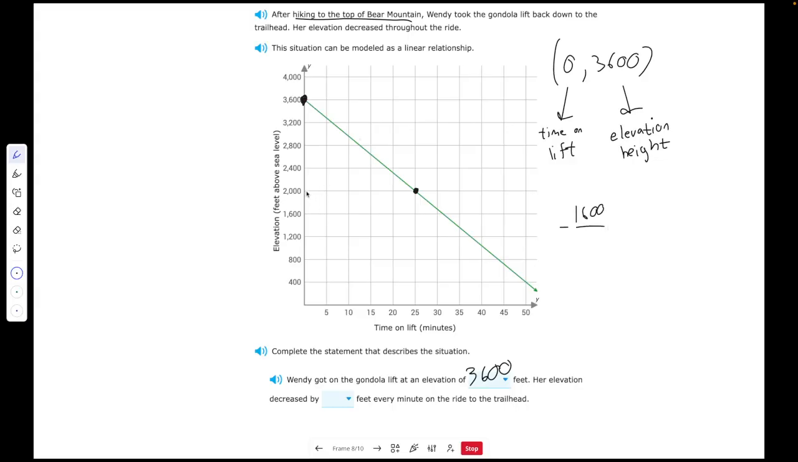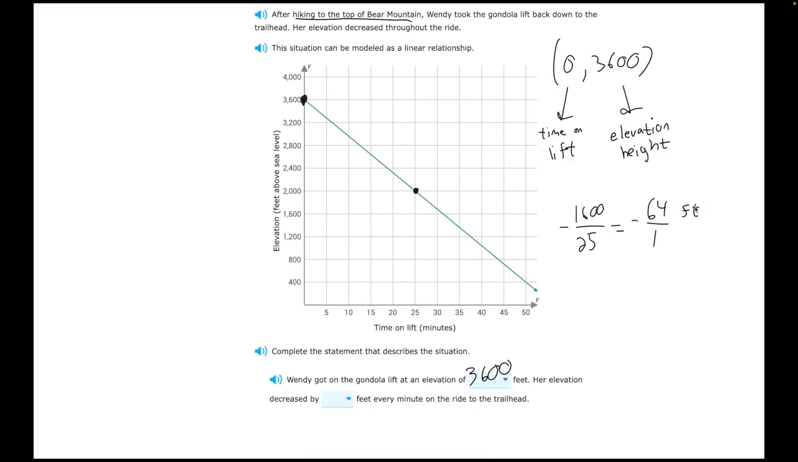And then this goes up by 5. So 5, 10, 15, 20, 25. So now we need to do negative 1,600 divided by 25, which gives you 64. So we're getting negative 64 over 1. And now we attach words to this. She's going down negative 64 feet. She's decreasing negative 64 feet for every 1 minute, or per 1 minute, on the lift. Okay?